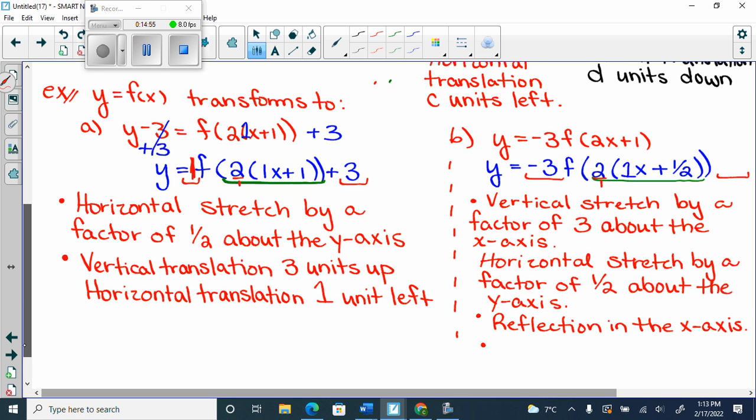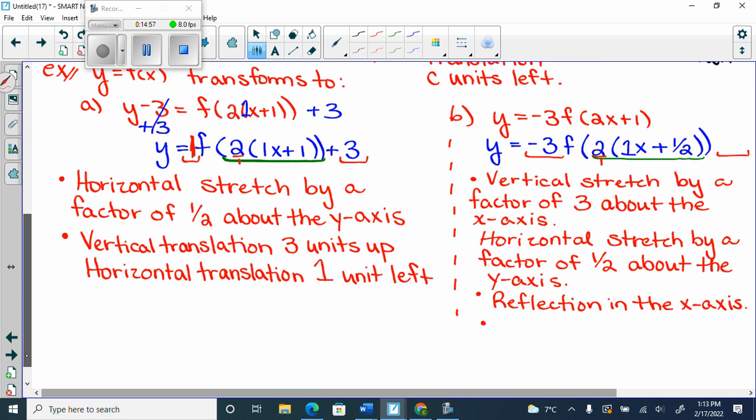Translations, do I have any? I have a vertical translation? No, because there's no number at the back. Do I have a horizontal? Yeah. It's a half to the left. 1/2 units left.